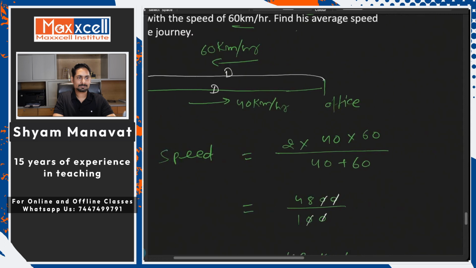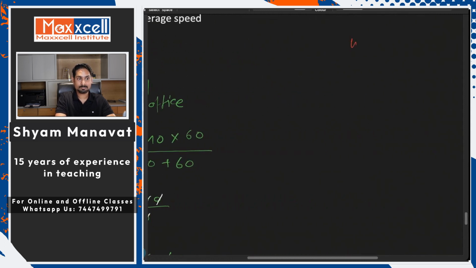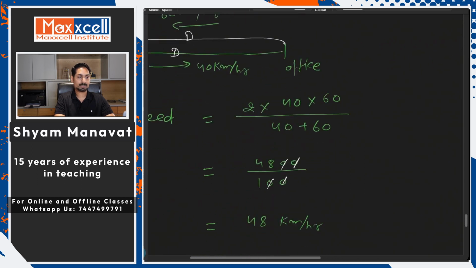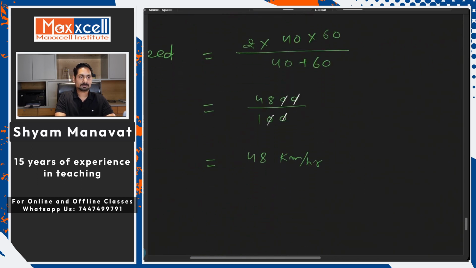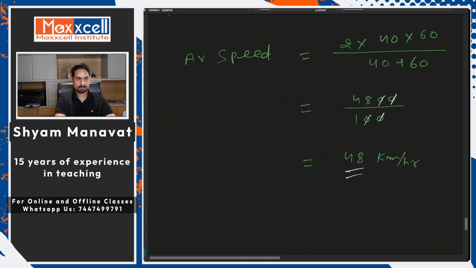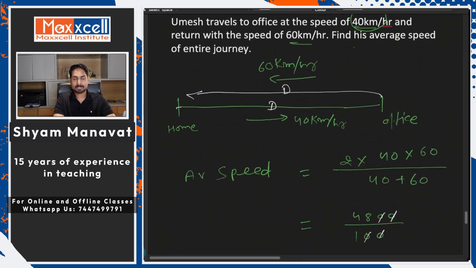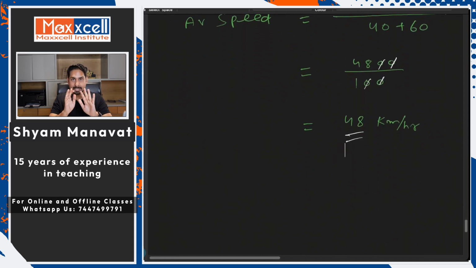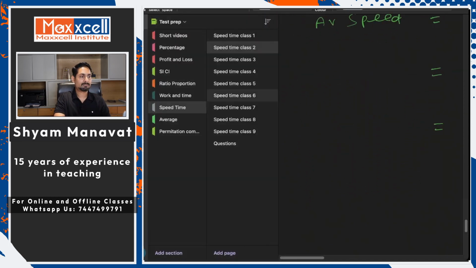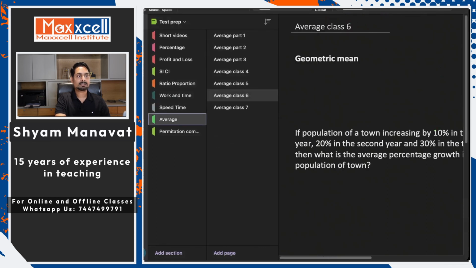Understood? What it is not, it is not 40 plus 60 by 2. 40 plus 60 by 2 will get you 50. Alright, this is the answer. Harmonic mean of speeds to calculate average speed, in which case when distance is same. I hope you're getting this. I will revise harmonic mean. We will learn harmonic mean, arithmetic mean, geometric mean in detail when we discuss average chapter.